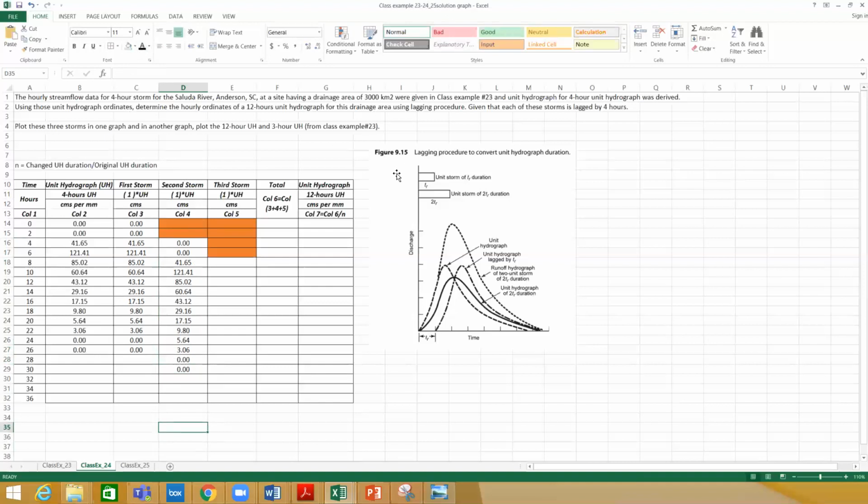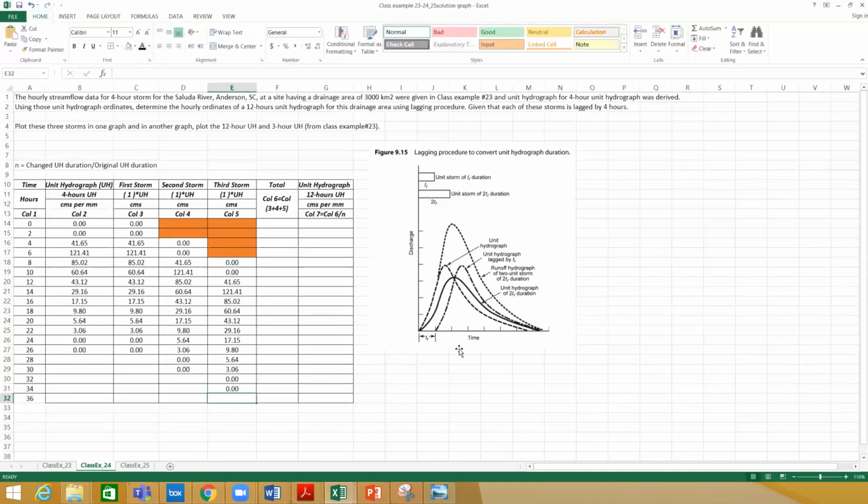Now the third storm, again 4 hours lagging from the second storm. So the second storm starts at 4. Obviously the third storm will start at 8, and there is no change in the unit hydrograph. So again we will use 1, and if you look at the data set, I just copied everything. So this whole set was the first storm. The second one started from 4 hours. The third one started from 8 hours.